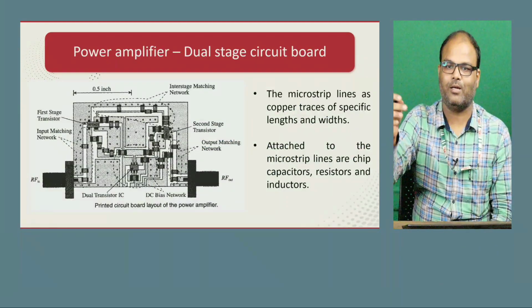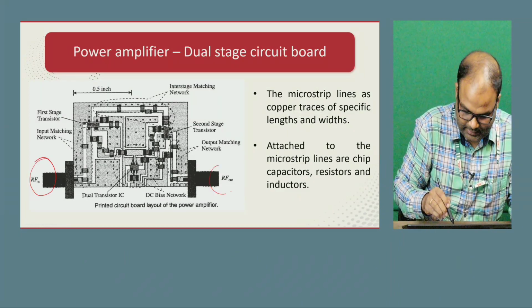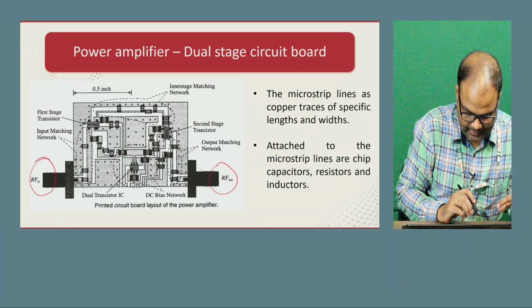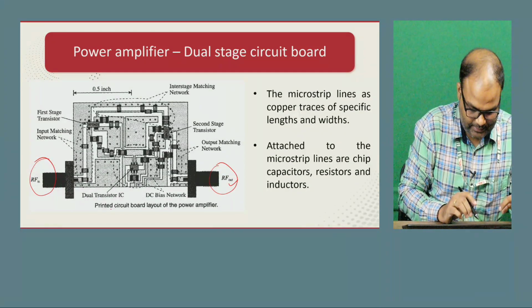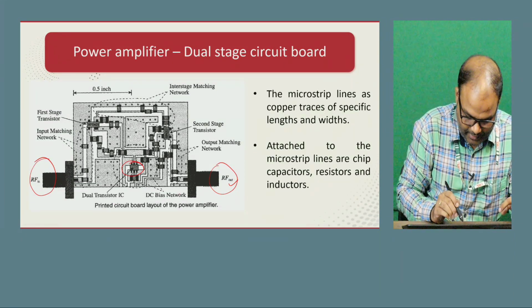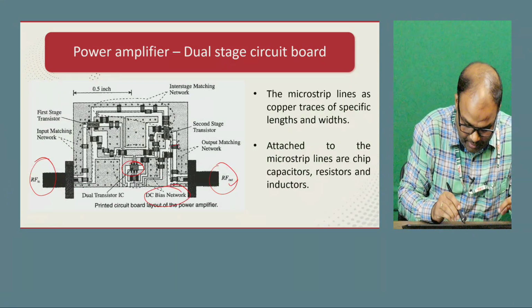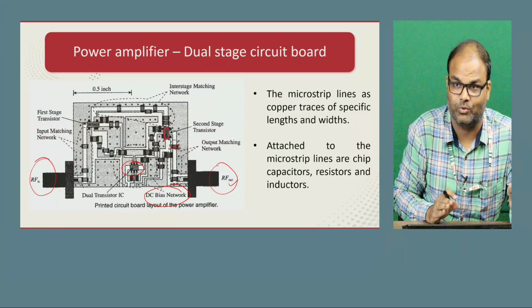Now if you come to the dual stage, this side is the RF in, and this side is the RF out, so it is a dual stage transistor IC. Here we are using the transistors, and this side is the DC biasing. You can think of it as strips; it is one practical printed board that I am showing here.